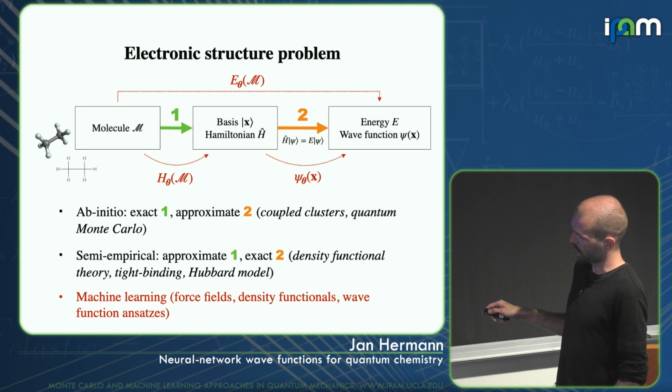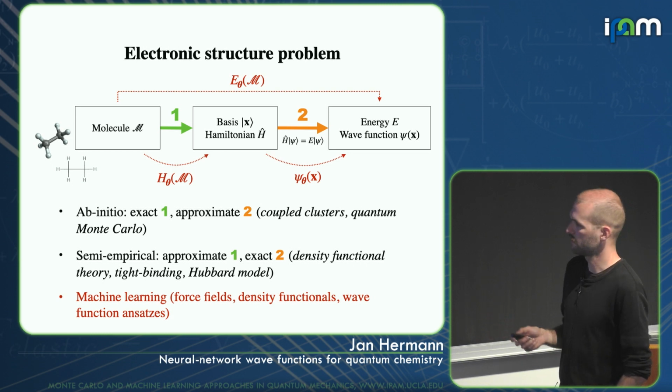Then in this class of methods, you're trying to learn and predict some effective Hamiltonian. And so this would be machine-learned functionals or parametrizations of tight binding Hamiltonians with machine learning.